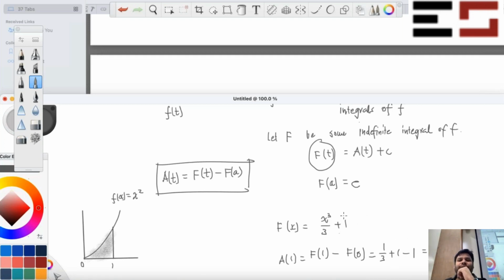So obviously, the convention is that you just ignore this constant. Just take that indefinite integral. But the idea here is that no matter what indefinite integral you take, it doesn't matter. If you do this, you'll get the answer. So that's basically the area. So we have found the area, which is a very interesting thing, right?